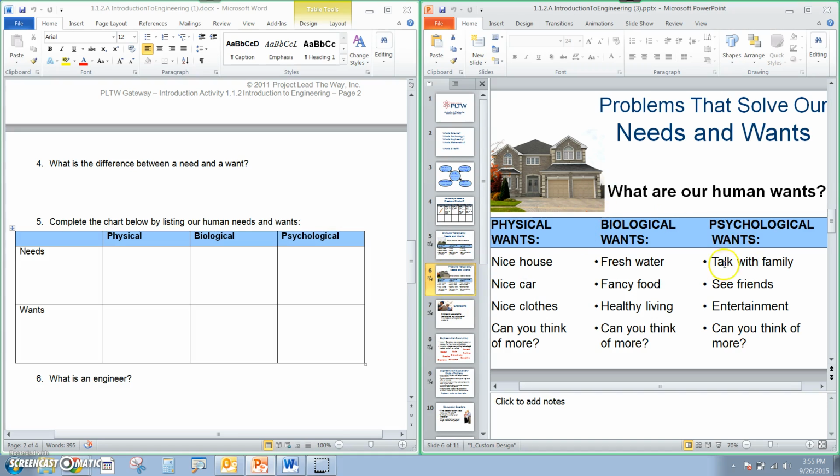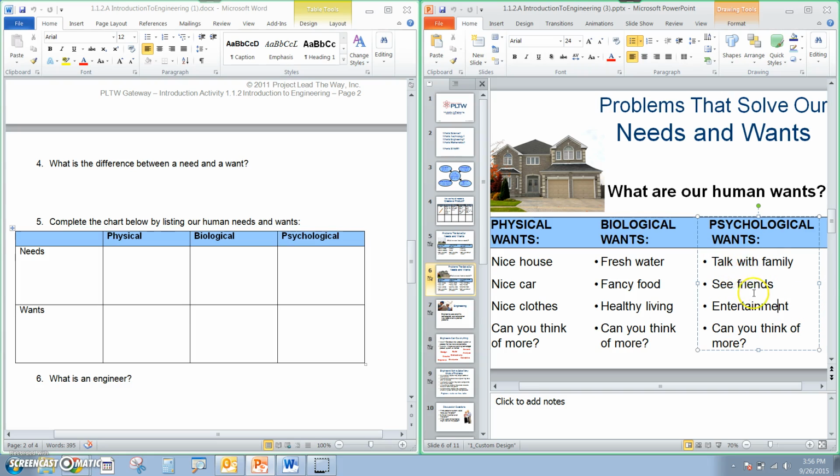So you can look through the rest of these, but biological wants, you want fresh water, something a little nicer than basic water. Fancy food? Oh, I will take a nice meal over plain rice any day. Will plain rice sustain me and keep me alive? Yes, but that's why it's a need and not a want. Psychological wants. Talk with friends, or see friends, talk with family, entertainment. Entertainment, I think, is the biggest want. You can get by without entertainment.